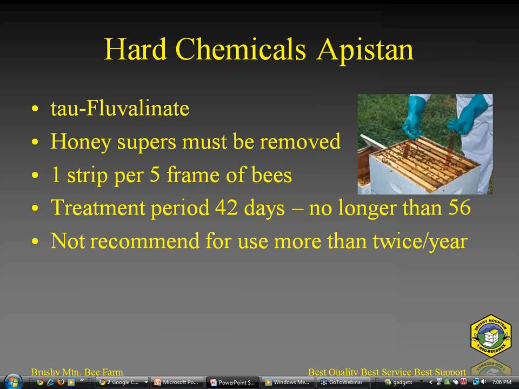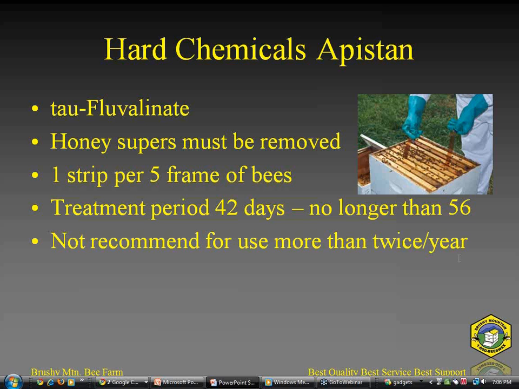Do you recommend alternating treatments or sticking with one single treatment? Alternating is a very good idea, especially with the hard chemicals, because that's where you can develop resistance. And so if you always apply the same thing, you increase your chance of resistance. So it's good to switch between Apistan and CheckMite, but it's also good amongst the soft chemicals as well.